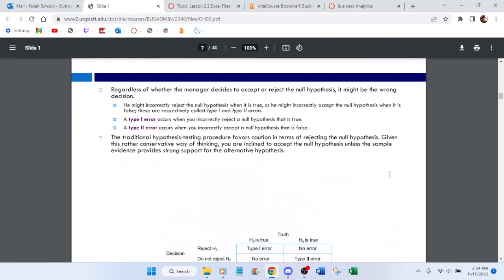Types of errors. Regardless of whether the manager decides to accept or reject the null hypothesis, it might be the wrong decision. He might incorrectly reject the null hypothesis when it is true, or he might incorrectly accept the null hypothesis when it is false. These are respectively called type 1 and type 2 errors. A type 1 error occurs when you incorrectly reject a null hypothesis that is true. A type 2 error occurs when you incorrectly accept a null hypothesis that is false.